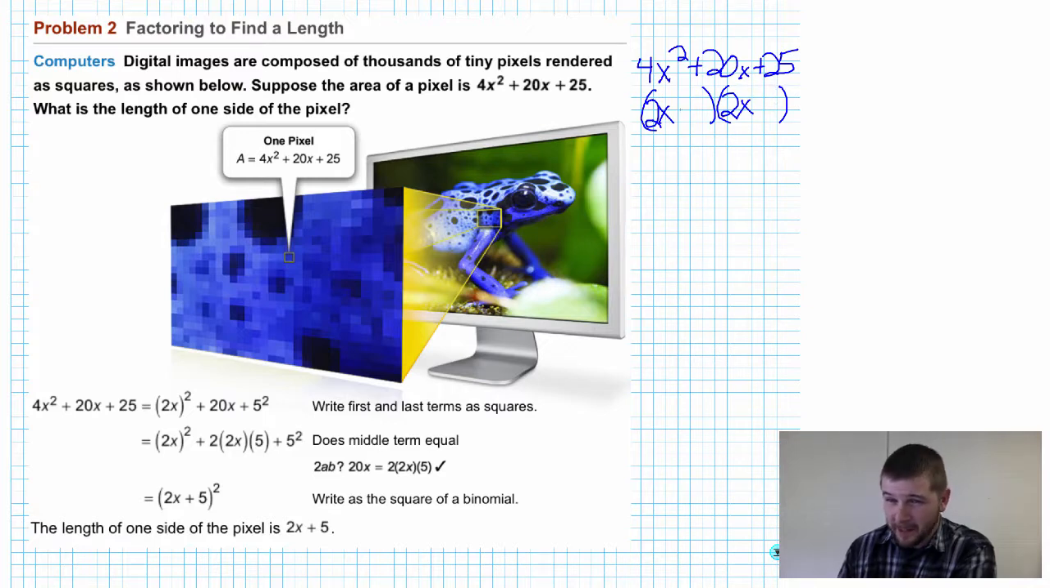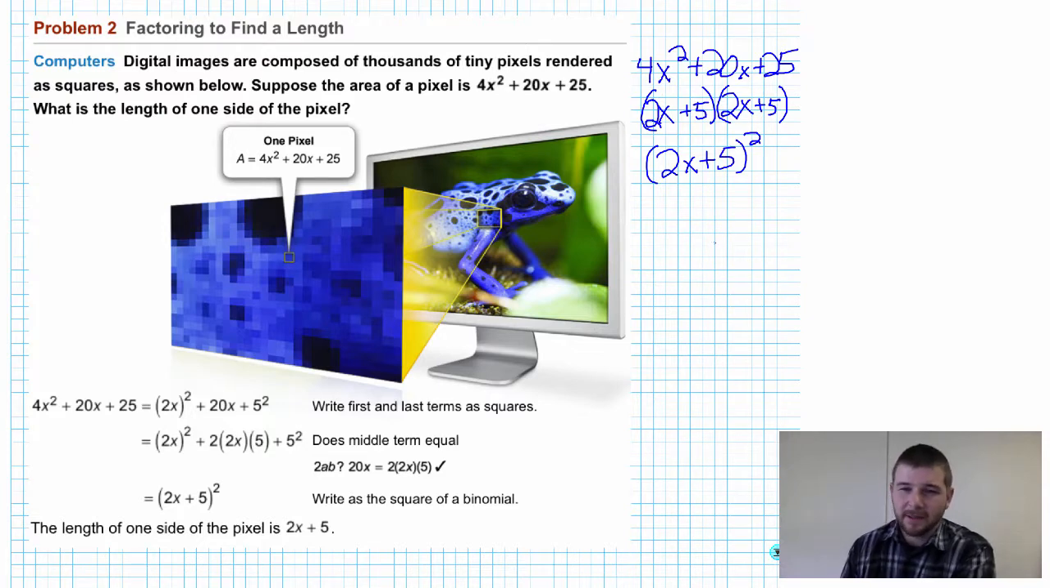5 and 5 come to mind, both of those being positive. And a quick check of FOIL. First, good. Outer would be plus 10x, inner plus 10 more x's, good, that's plus 20x, and last, plus 25. Perfect. So our factored form is 2x plus 5 multiplied by itself, but more simply written as 2x plus 5 squared. Now that's our factored form.